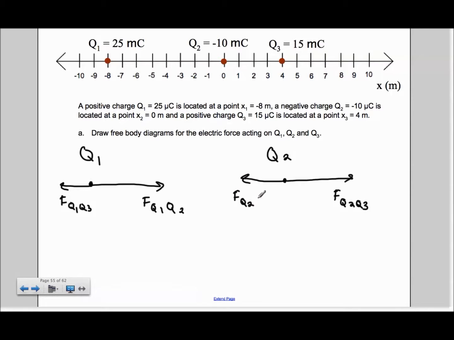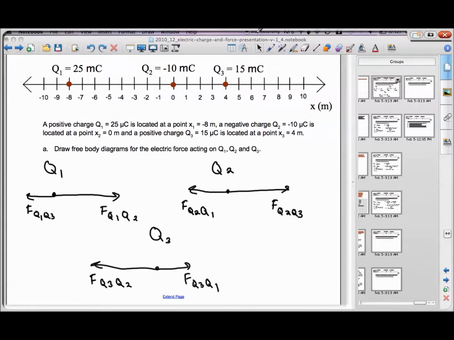For Q3, it will experience a force away from Q1 because they both have the same sign, but this force will be smaller than the force it experiences from Q2 since they have a greater distance between each other. It will go towards Q2 because they have opposite signs.